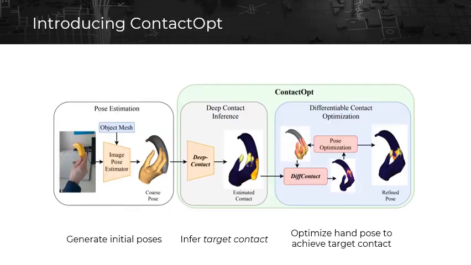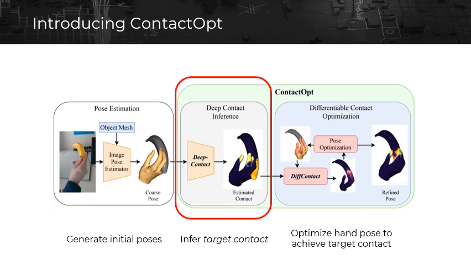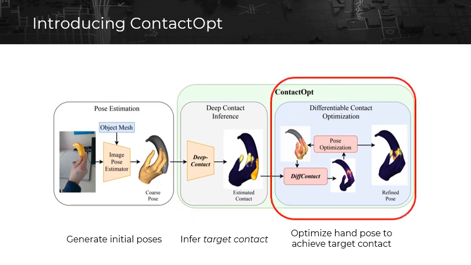We introduce ContactOpt, which reasons about hand and objects through contact. Our approach has 3 steps. First, we use an off-the-shelf image-based pose estimator to generate an initial inaccurate pose. Next, we use a neural network to infer regions of target contact. And finally, we have an optimization loop to adjust the pose of the hand to enforce this target contact.